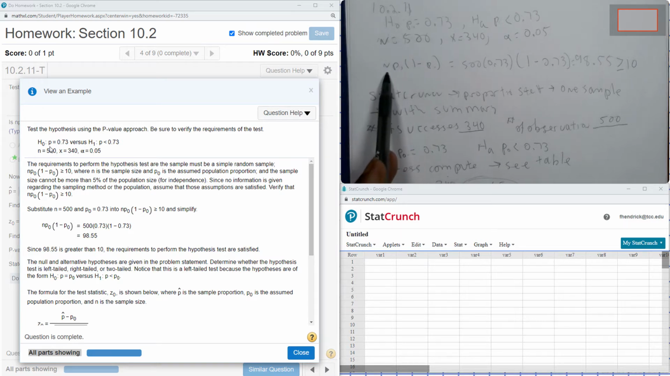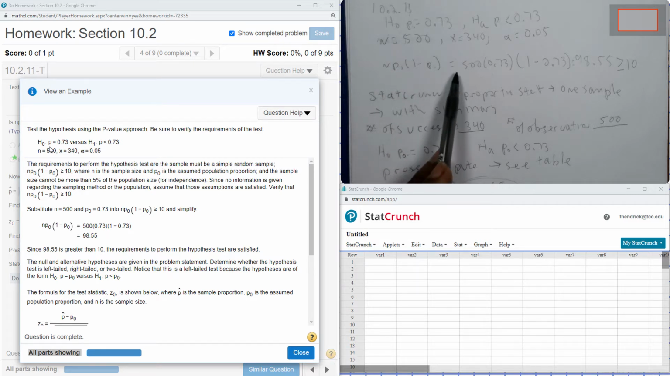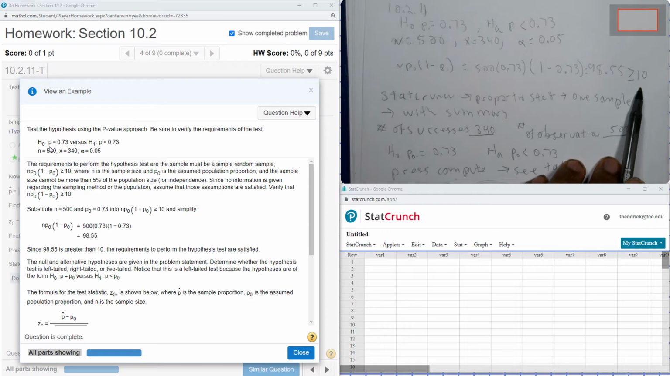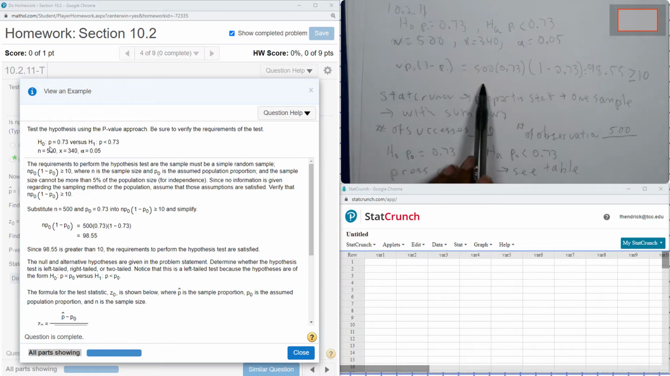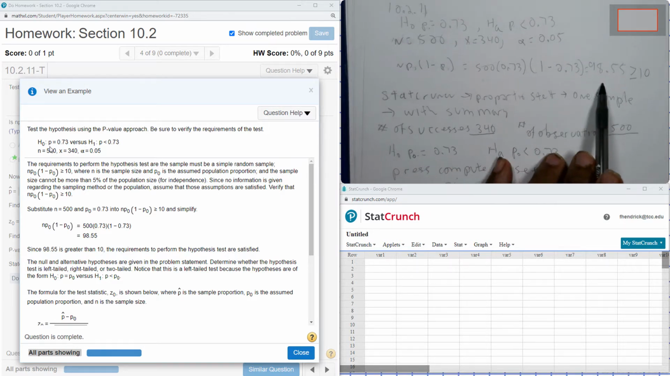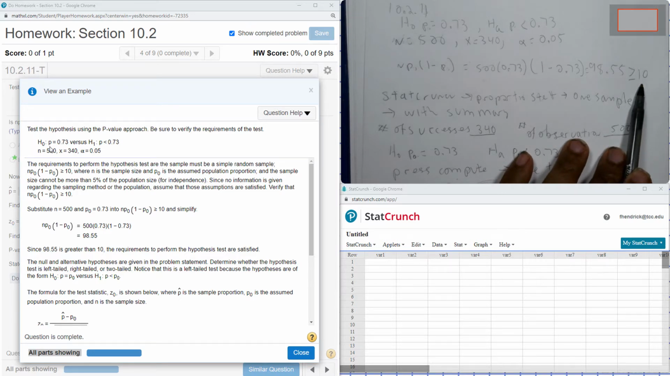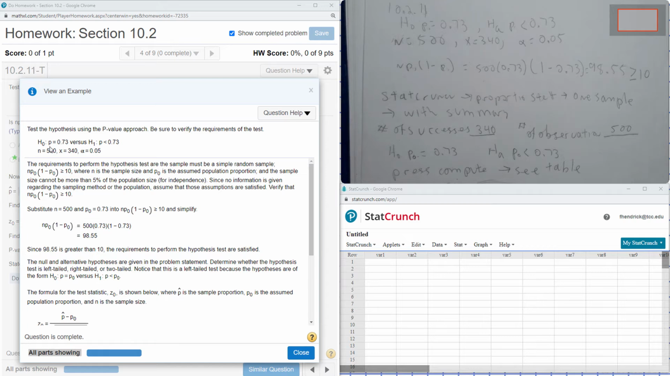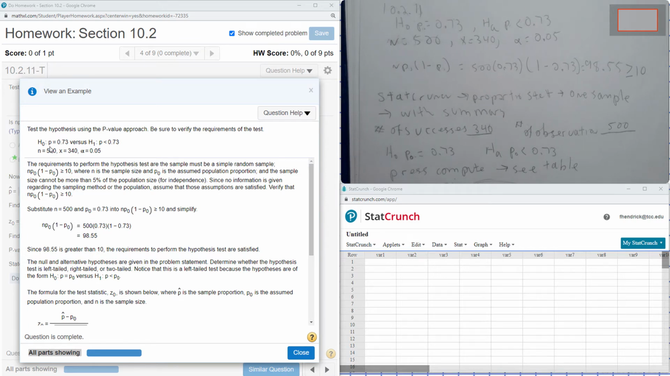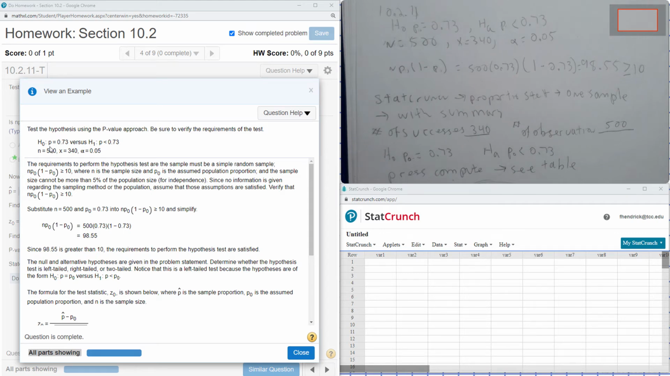Here, n times p times 1 minus p is greater than or equal to 10. So I plug in here for my n and my p. I simplify it, and I get 98.55, which is greater than 10. So that first requirement is met there. Okay, so it's greater than 10. The requirements to perform the hypothesis test are satisfied.